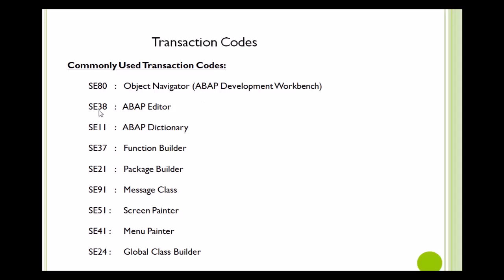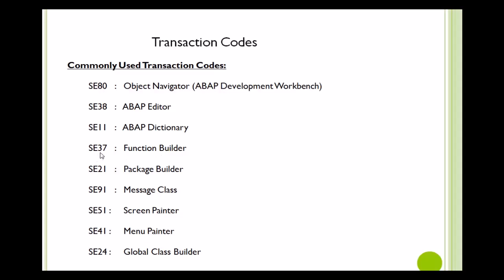Let me explain the first transaction codes. SE38 is the ABAP editor, which we just entered. You can write programs here. SE11 is the ABAP dictionary, the database. It's a virtual database, and you can see how many tables there are and the module-wise differences. And SE80 is the object navigator. Here you can create your programs, and here also you can create your programs. There is a difference, we'll learn later.